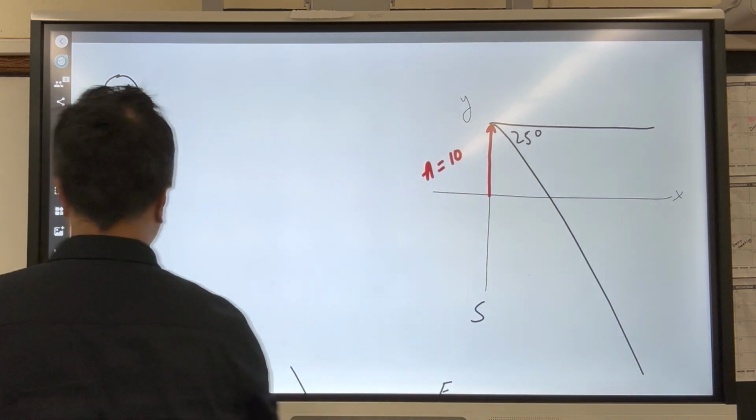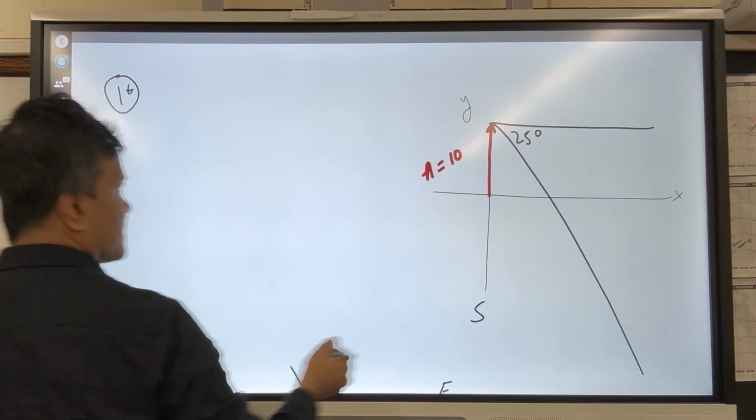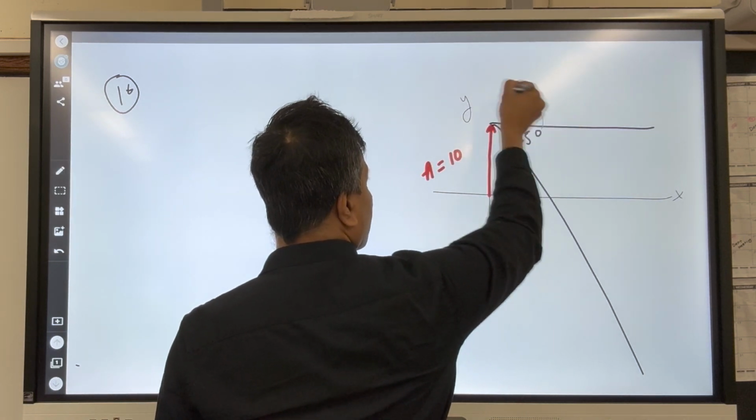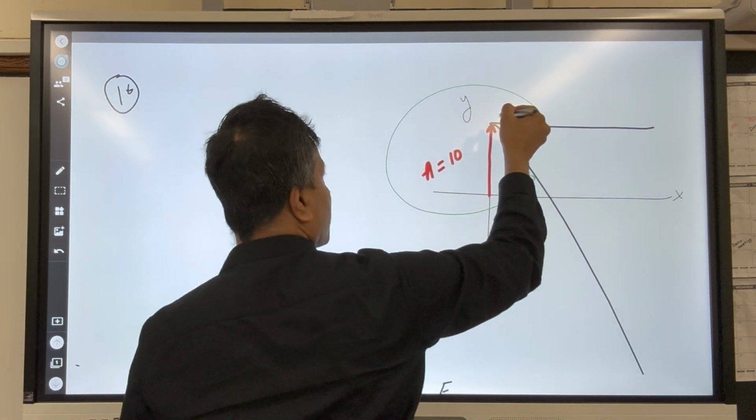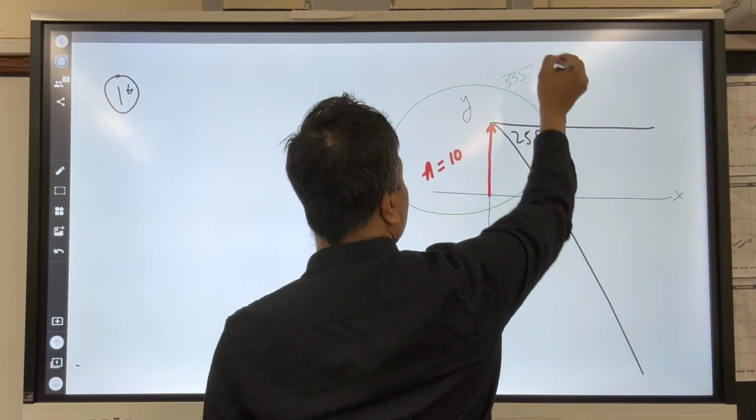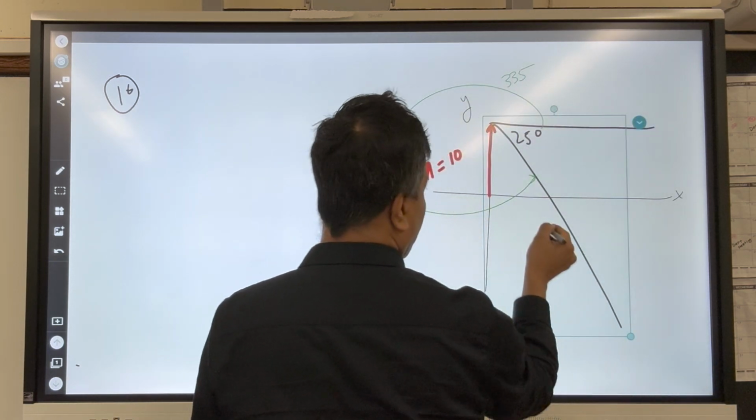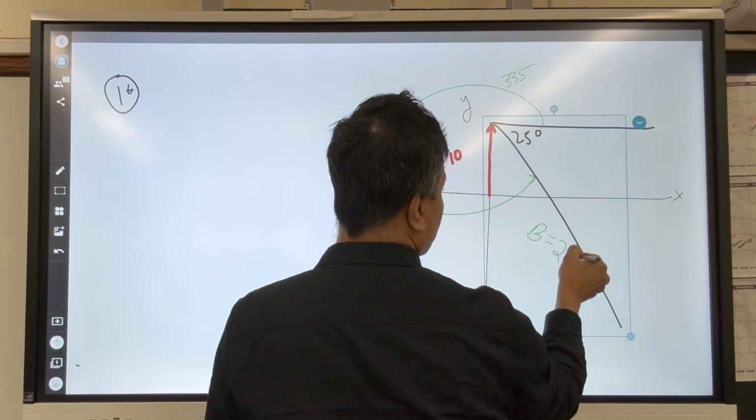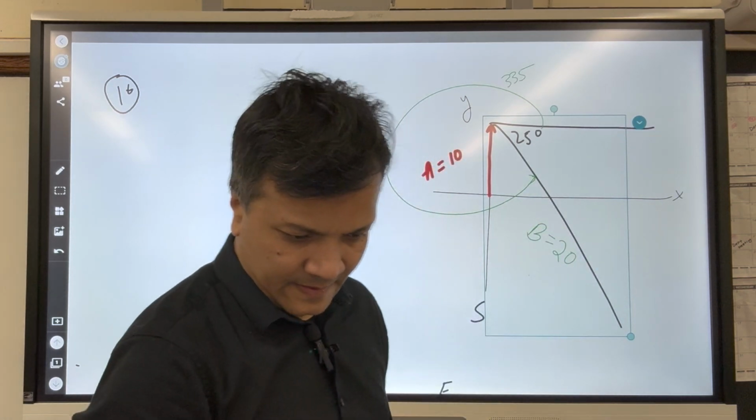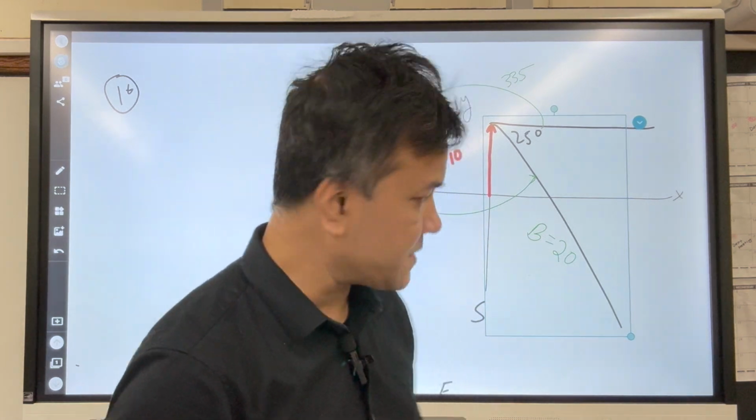However, 25 degree, then you have to use negative 25 degree. So you are better off using 335 degree. Okay, and that is how much? Vector B is also 20 Newton. Vector B is how much? Vector B is 20 Newton.